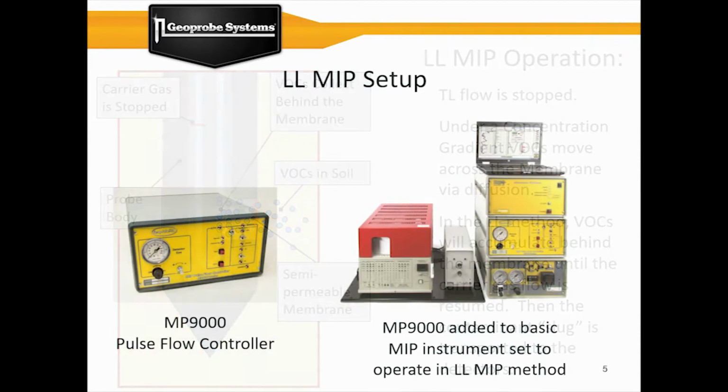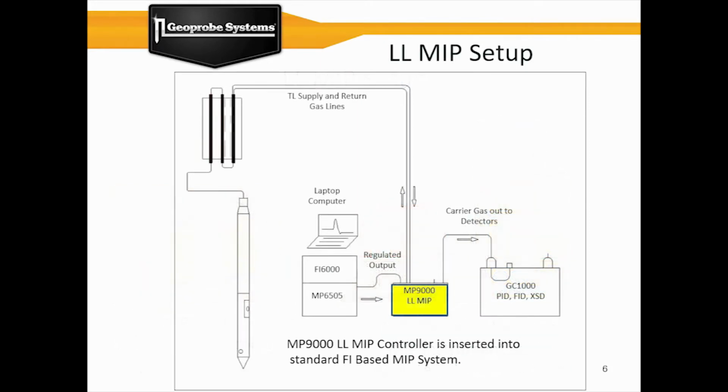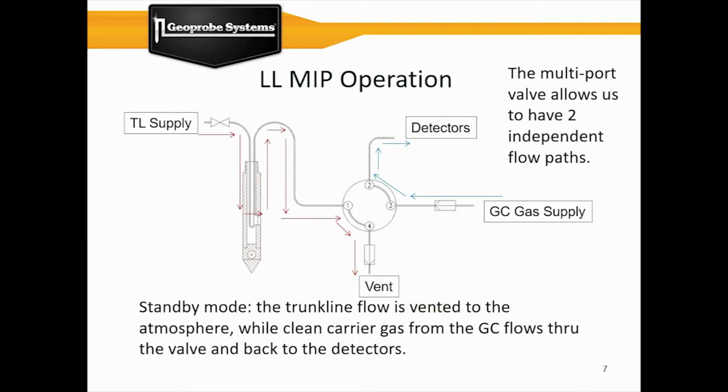To modify a current MIP system into a low-level system just requires an MP9000 pulse flow controller added to the MIP instrumentation. All of the gas lines get plumbed into the back of the pulse flow controller, which is managing the start and stop and direction of carrier gas flows. We start with the regulated output from the MIP controller, which is used to supply the trunk line carrier. Both the trunk line supply and return lines are then connected to the instrument. Then we have a secondary nitrogen tank supply, which is mostly used to feed the carrier gas line to the detectors. This is needed to maintain stability of the detector baselines during sample collection when the trunk line flow has been stopped.